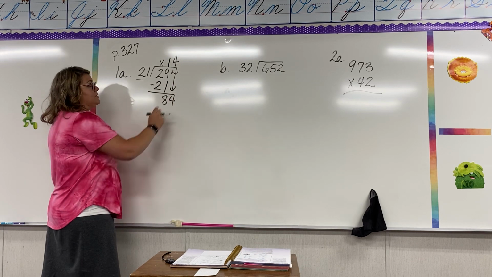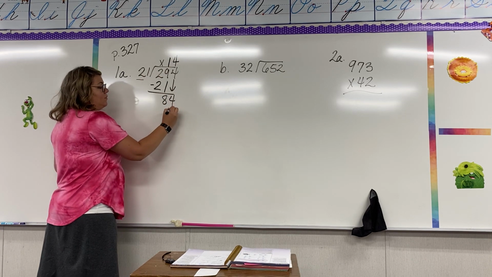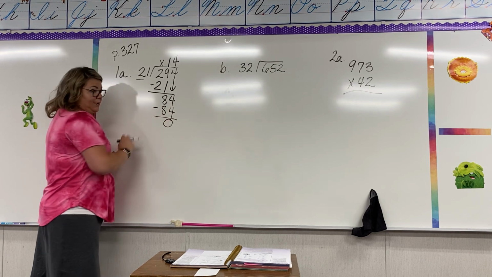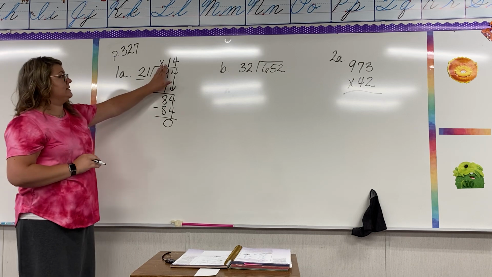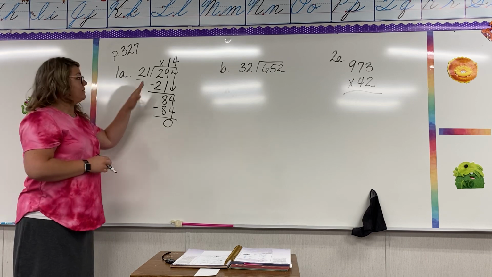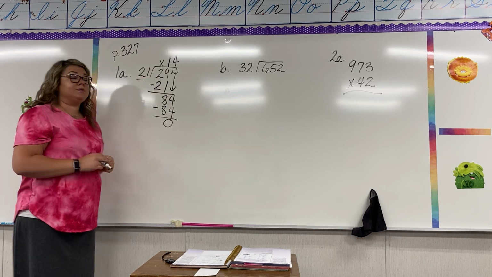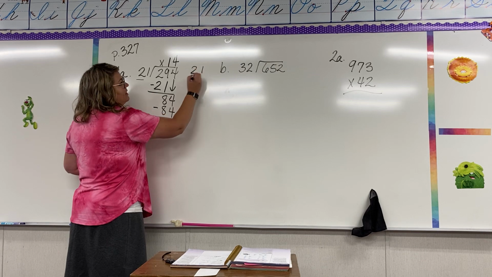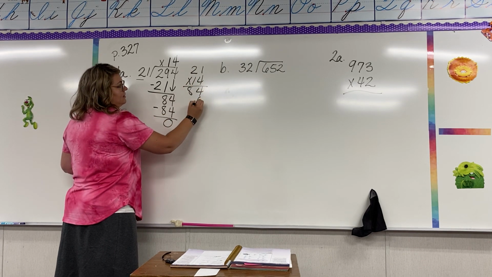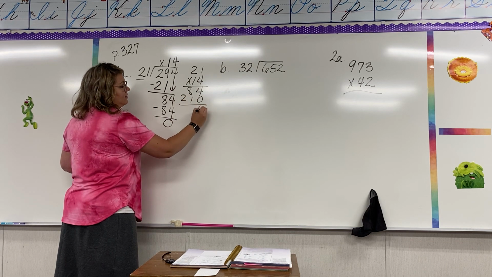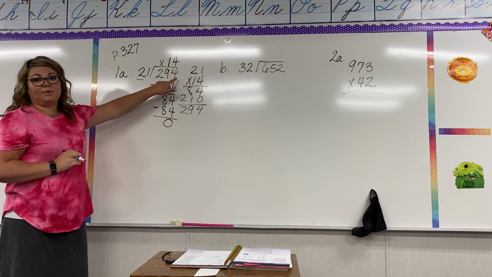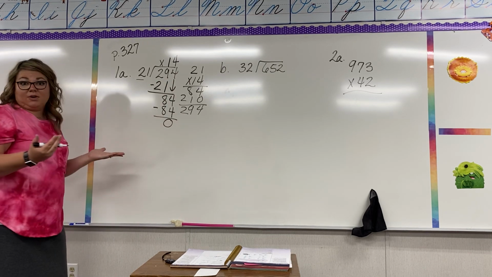So now let's cross multiply. 4 times 1 is 4. 4 times 2 is 8. Subtract and we get 0. So our answer is 14. Now we have to check it, and we just check it the same way. We take our divisor and we multiply it by our quotient. So we're going to say 21 times 14. And if we do that, we get 294, which is our dividend. So we are correct there.